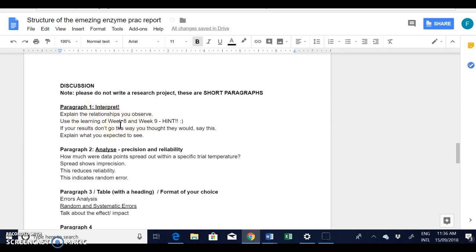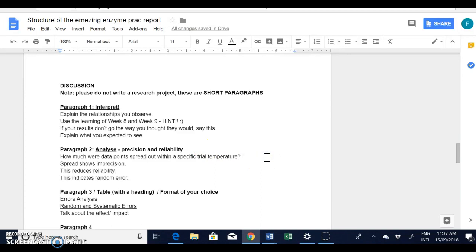You have done stuff on temperature in week 8 and week 9 in both enzyme learning and condition theory learning. Think about how you can incorporate that into this practical. If your results didn't go the way that you thought they would, that's okay. Specify this, explain what you thought would have happened, and then as a segue into your next paragraph, say the fact that you didn't shows that there was some imprecision, and then you can talk about imprecision and reliability.